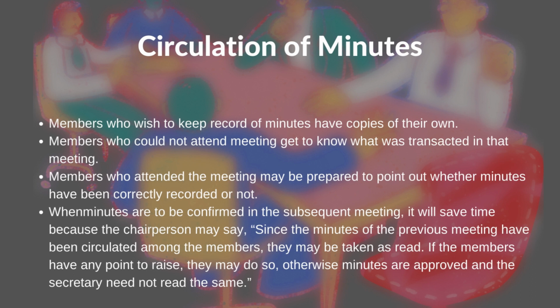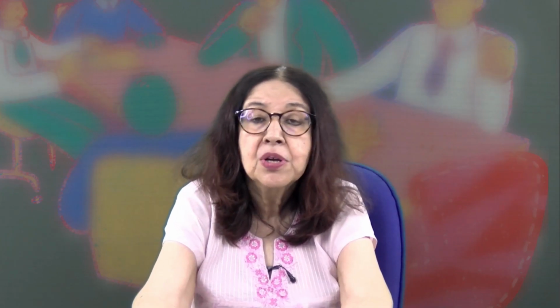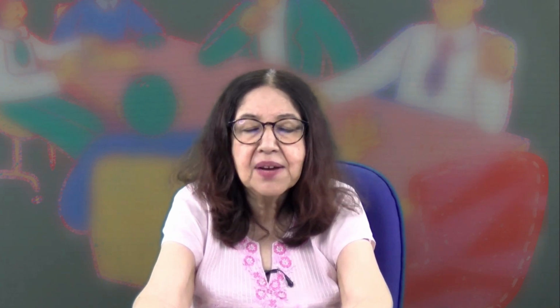A circulation of the minutes is not statutory, but members wish to have it. Members who could not attend the meeting get to know what happened at the meeting. Members who attended the meeting may be prepared to point out whether the minutes have been correctly recorded or not. And it saves time in the next meeting, because the chairperson can always say, okay, since the minutes of the previous meeting have been circulated among the members, they will be taken as read. So the secretary does not have to read the minutes.